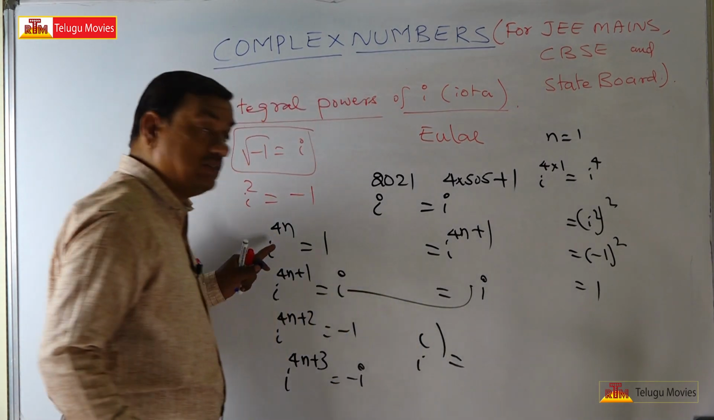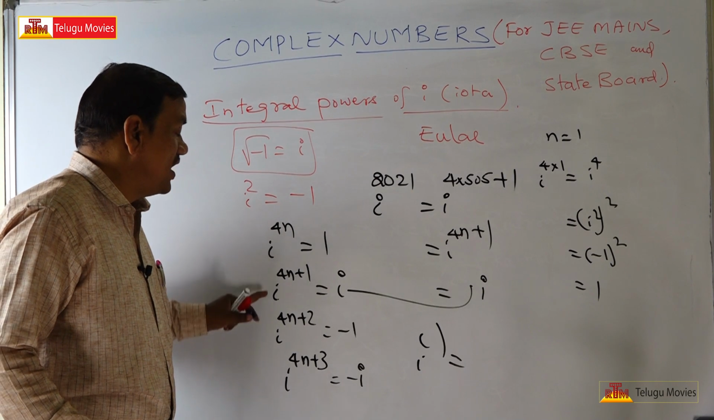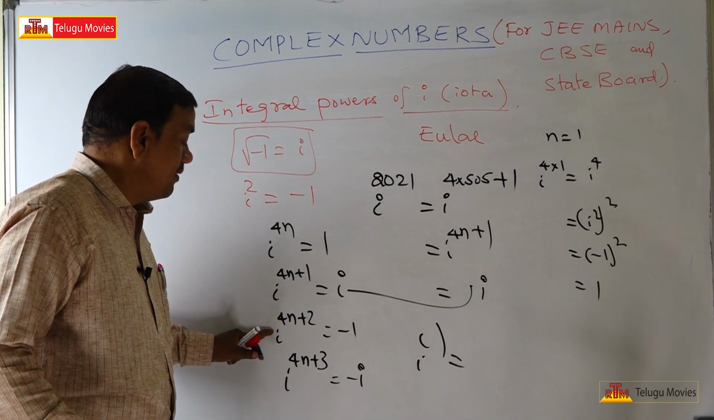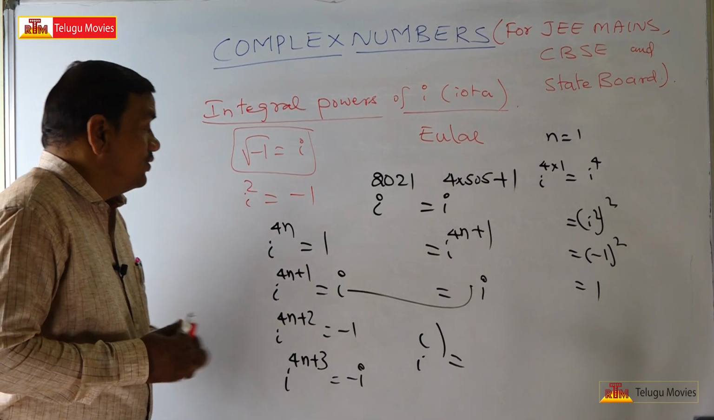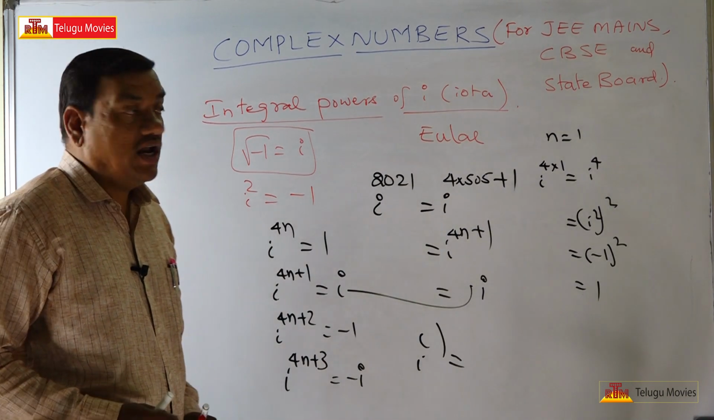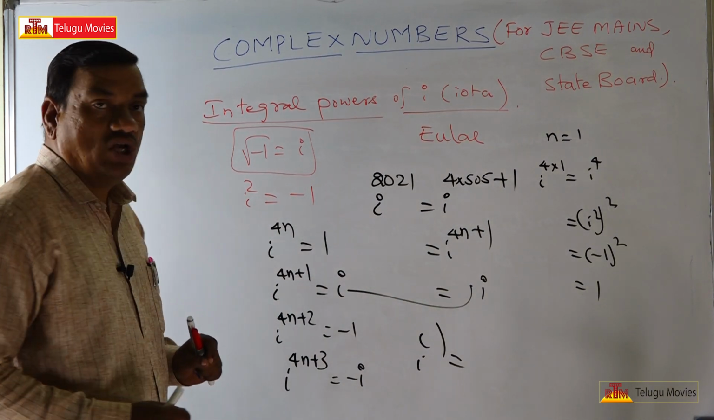Any number, you express this as either i power 4n, i power 4n plus 1, i power 4n plus 2, or i power 4n plus 3. These values you will get. So these are the integral powers of iota.